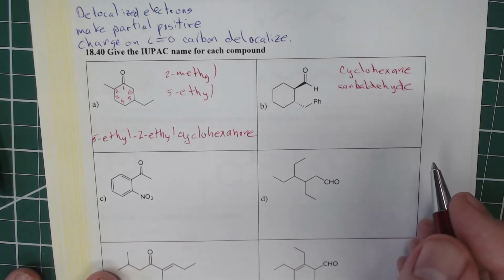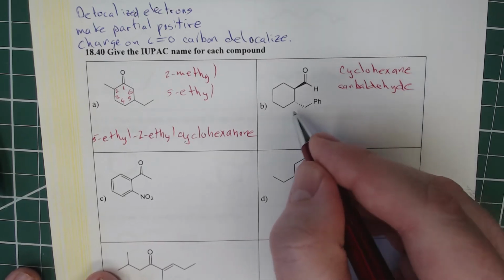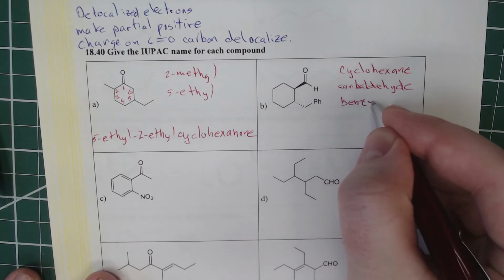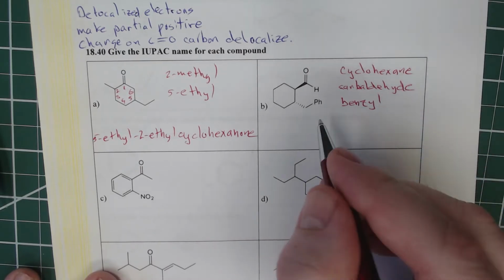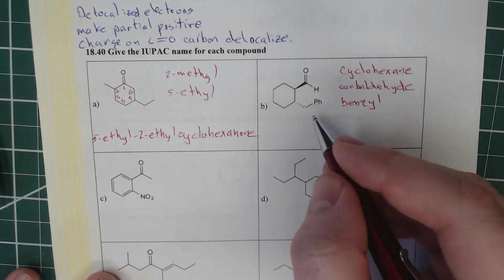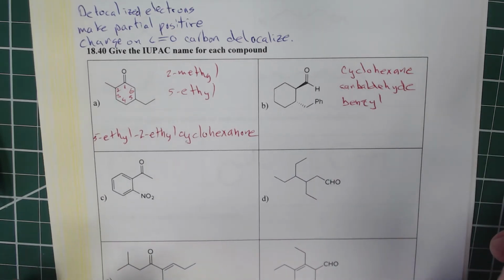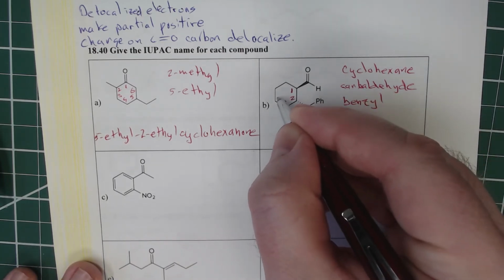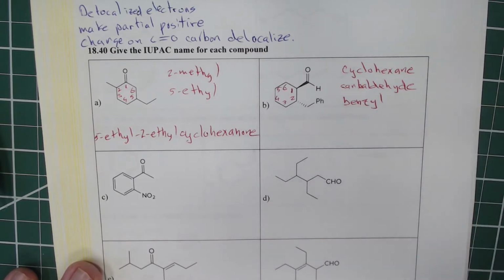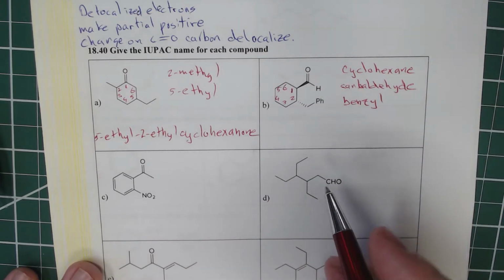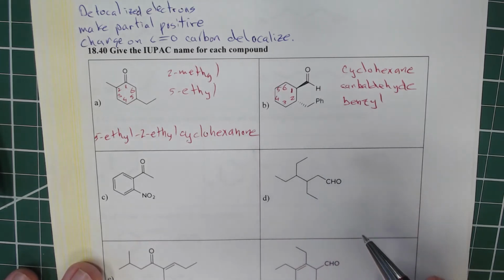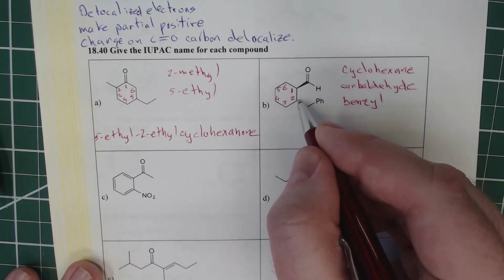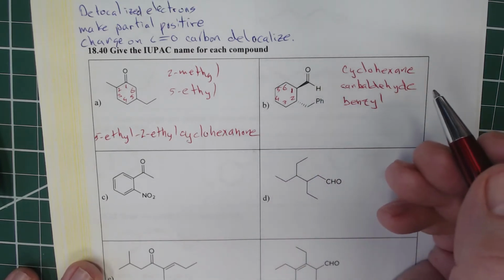So cyclohexane carbaldehyde. And then here we have a benzyl group. And again, that is benzyl without the O, because this is not a carbonyl, it's benzyl. So we need to determine where these go. This is going to be at position 1, 2, and then the rest are 3, 4, 5, 6. They don't really matter because position 1 is going to be the carbaldehyde.